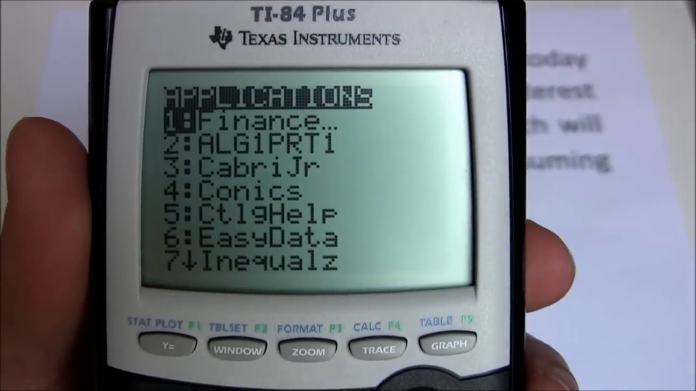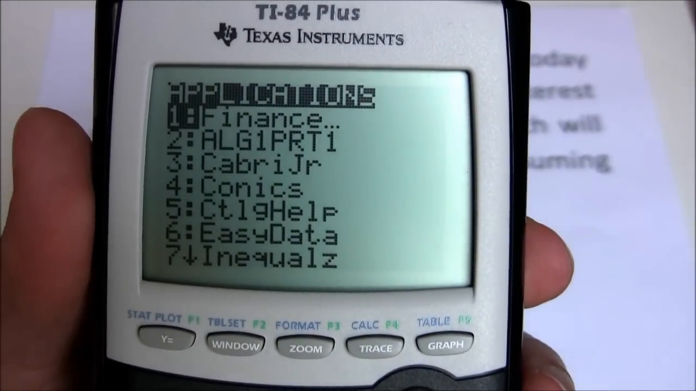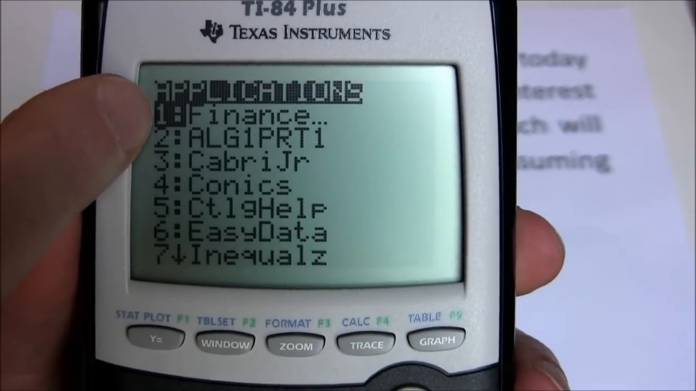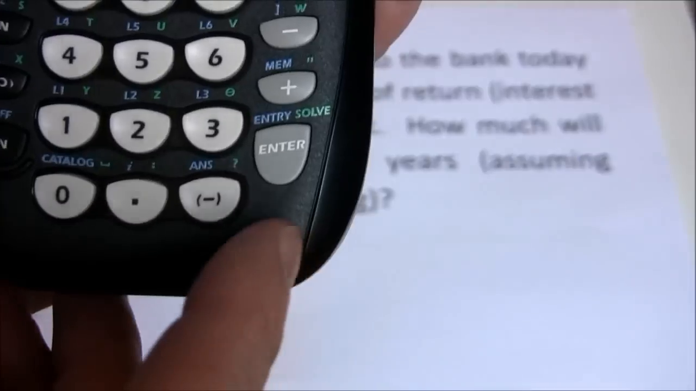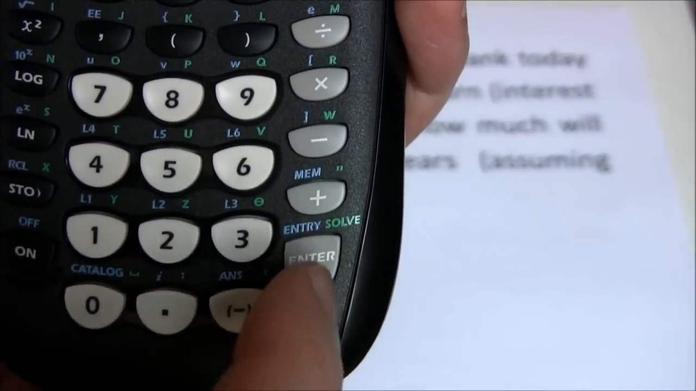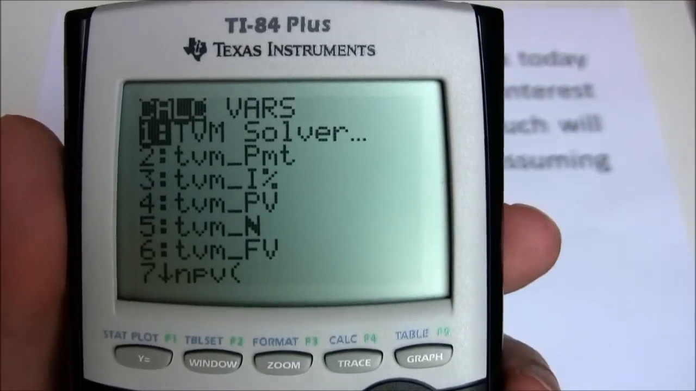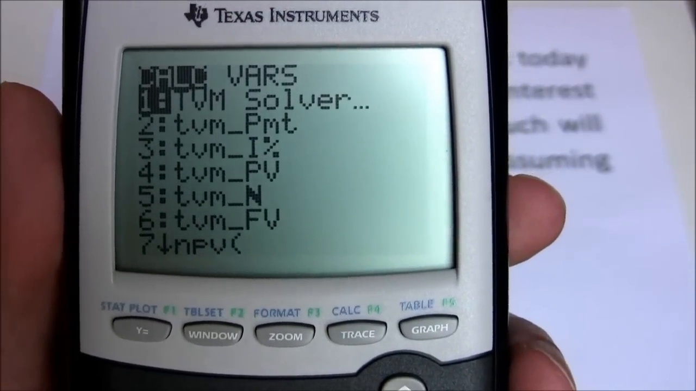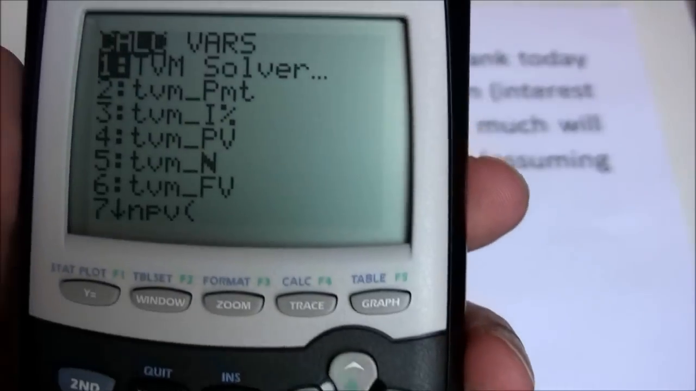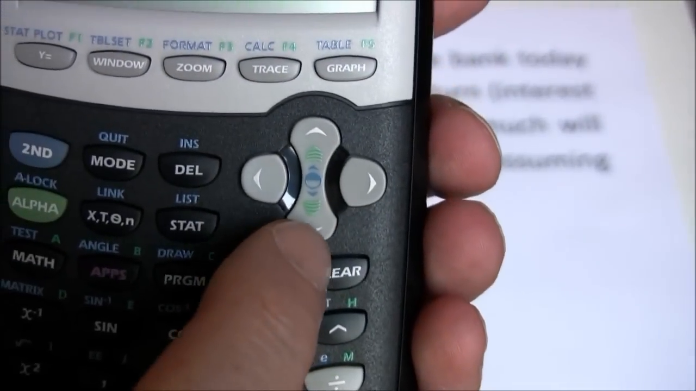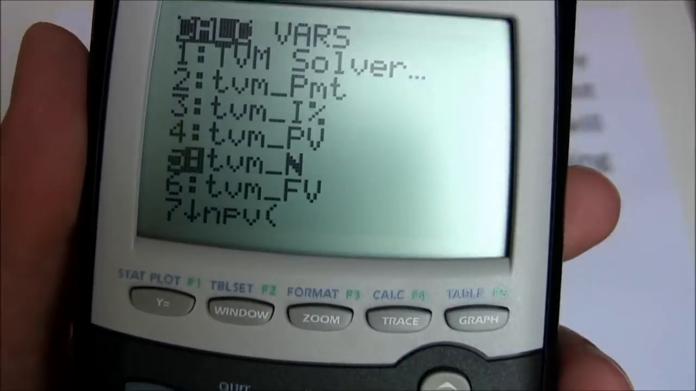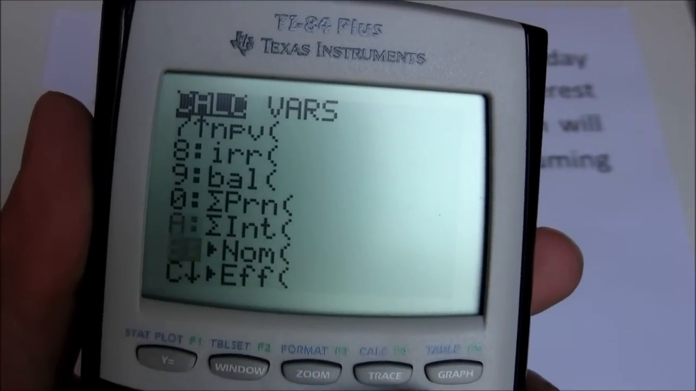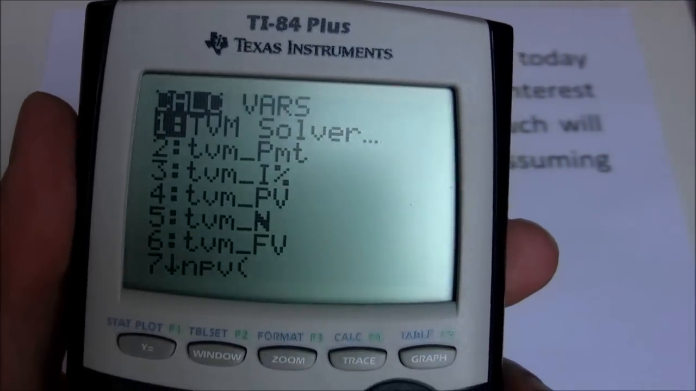And you'll see it pulls up a little on-screen display with lots of different applications that you can use. We want that first one, finance. So we're just going to go ahead and select that, press enter. And now you can see it brings up a bunch of different finance applications. Now while there are 7 shown here on the screen, if I scroll down, there's a little direction pad here. And as I scroll down, you can see there's a lot more of them on there. So just keep going down until you find the one that you want.